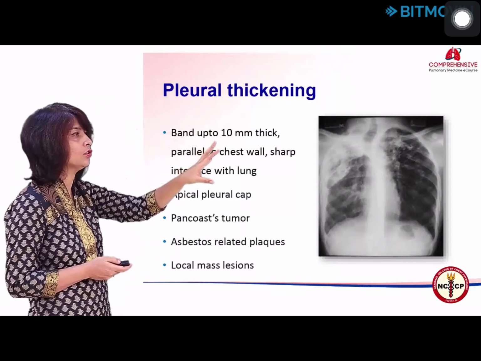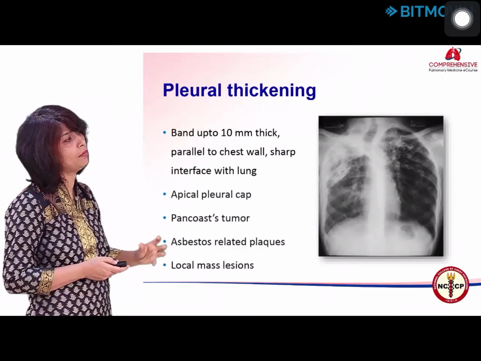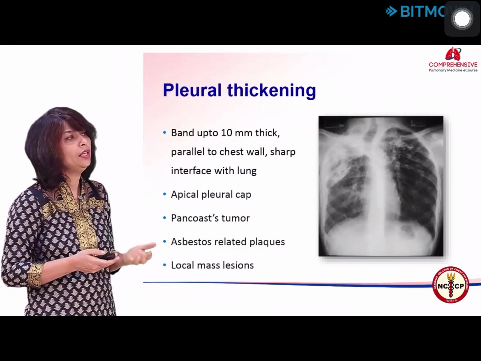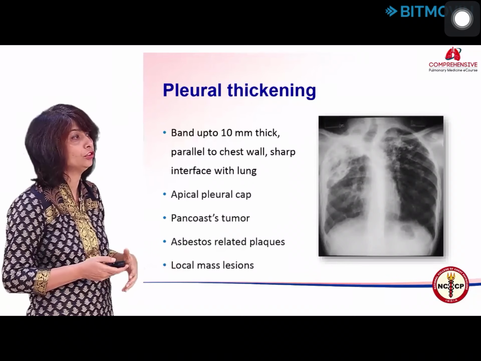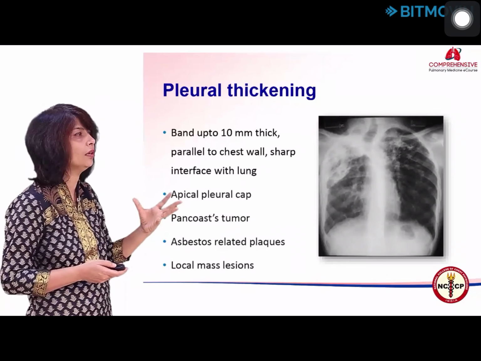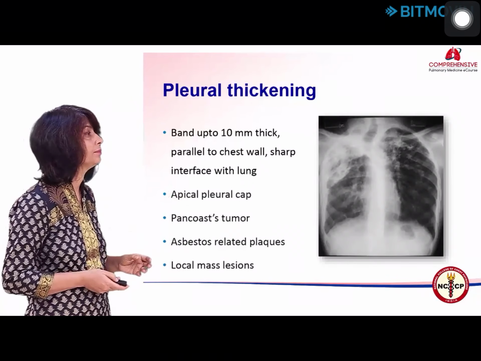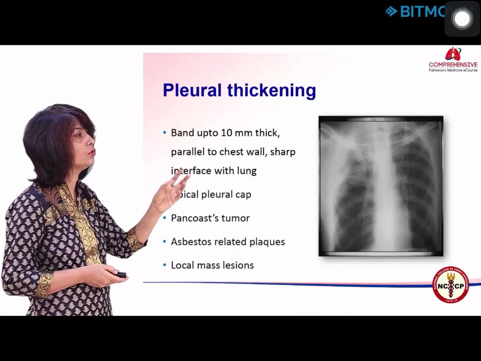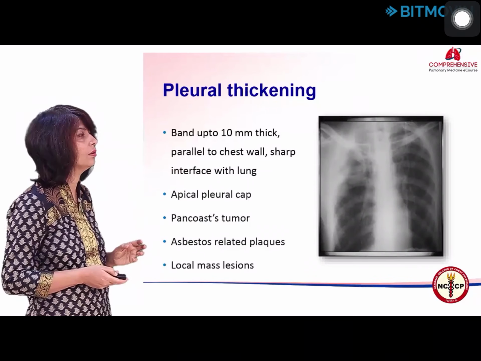The trachea is also shifted. So although it's measuring more than 10 mm by criteria, no, I'm not dealing with a Pancoast tumor. More likely it's simply a pleural thickening. This is a zoom picture to show you the pleural thickening.